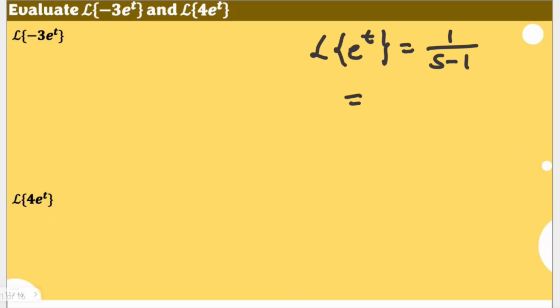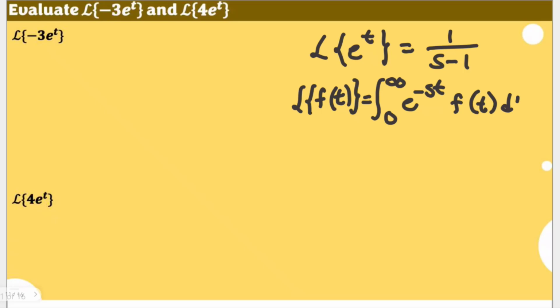Actually, this is taken from the formula: the Laplace transform of any f of t is equal to the integral from 0 to infinity. Let me rewrite this to make it better. You have the Laplace transform of f of t is equal to the integral from 0 to infinity of e to the power of negative st, then you have your f of t dt.